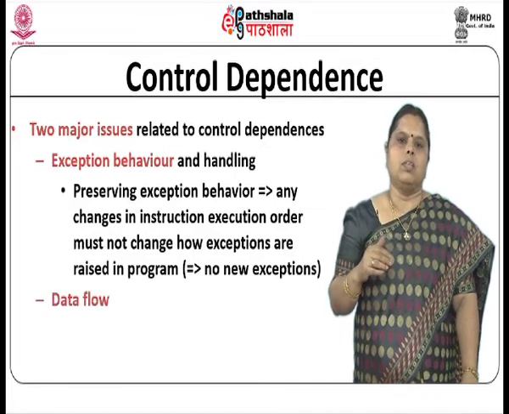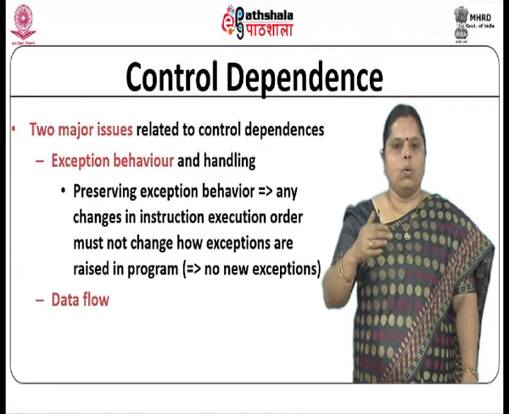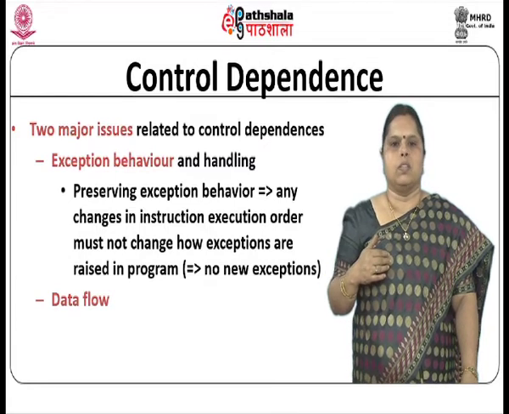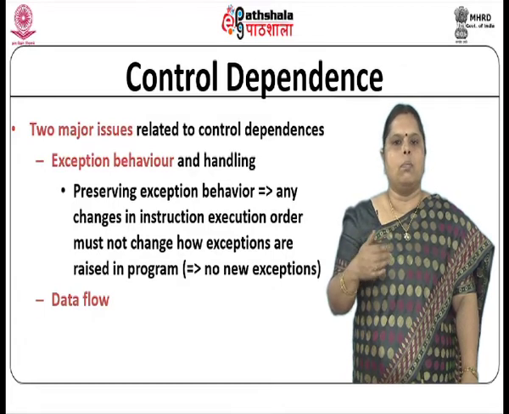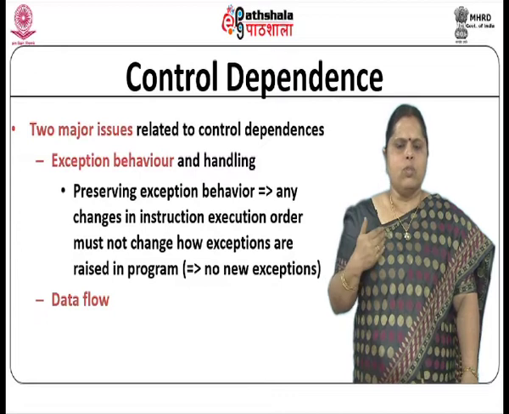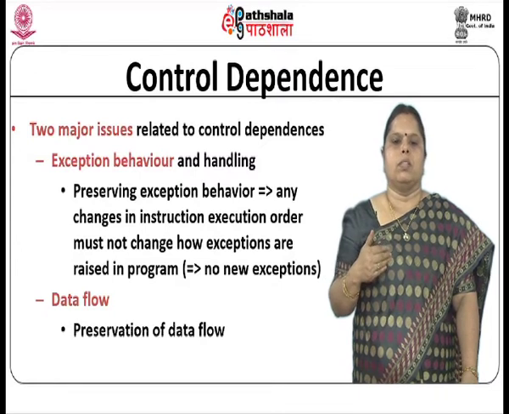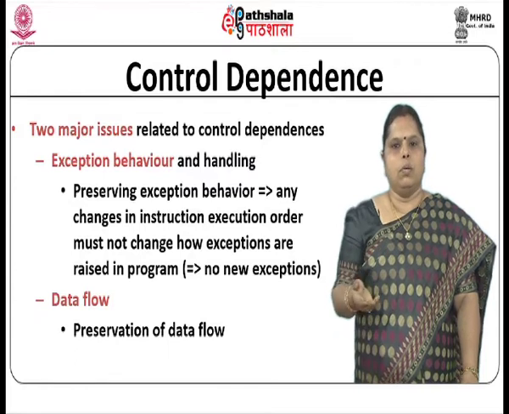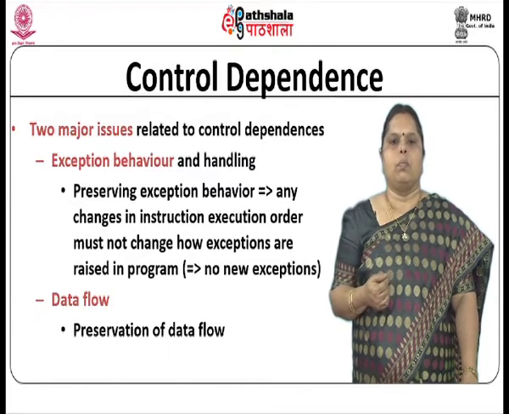The second one is data flow, because when you talk about branches, there is a certain flow of data that occurs between these instructions, and depending on whether a branch is taken or not, you may go to a different address and execute a different set of instructions. Accordingly, the data flow changes. So, both the data flow and the exception behavior will have to be preserved.